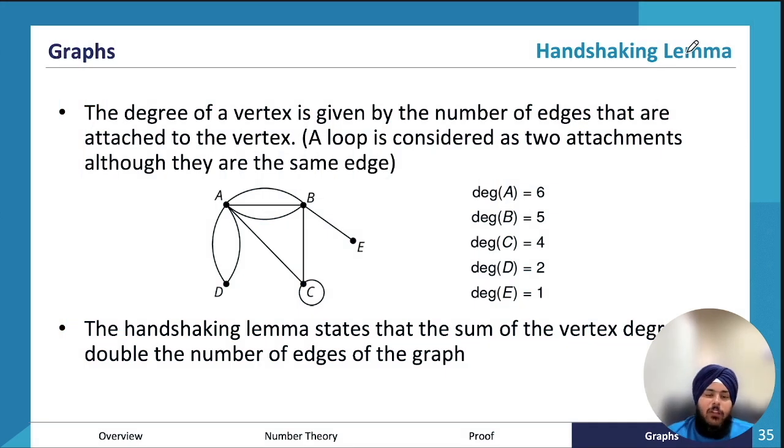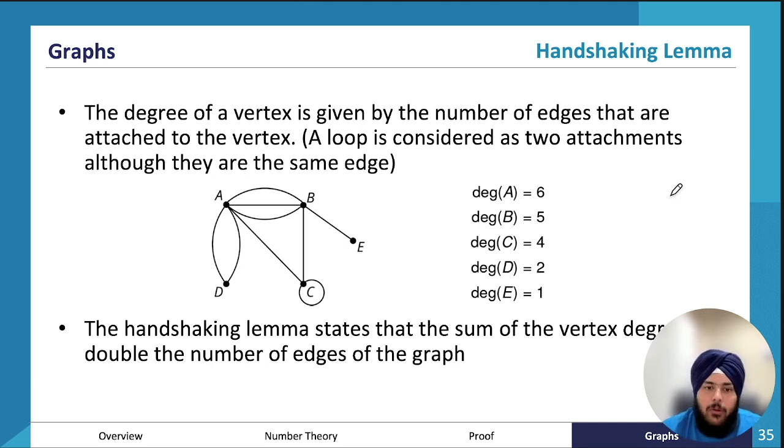Okay, so next we have something called the handshaking lemma. This is sort of when we're getting into proofs. The handshaking lemma is a mathematical statement that the sum of the vertex degrees is always equal to double the number of edges in the graph. So if the sum of the degrees in a graph is 10, then the number of edges will be half of that. So 5. So we will have 5 edges if the sum of the degrees is 10.